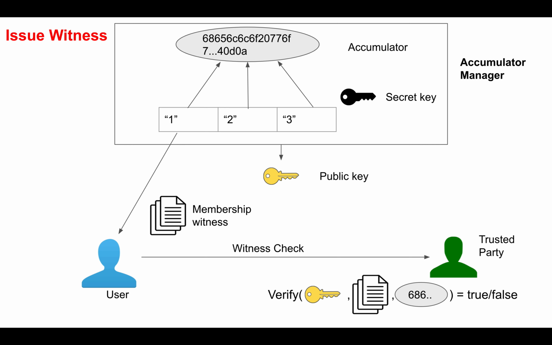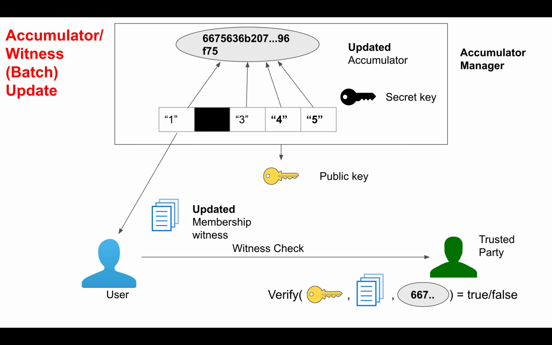Once we have initiated the accumulator, the manager can issue witnesses to users. For example, the manager can issue a membership witness associated with value a1, and the user can send the membership witness to some trusted party. The trusted party is trusted by the accumulator manager, and it can use the public key, the membership witness, and the current state of the accumulator to verify the validity of the membership witness, outputting true or false.